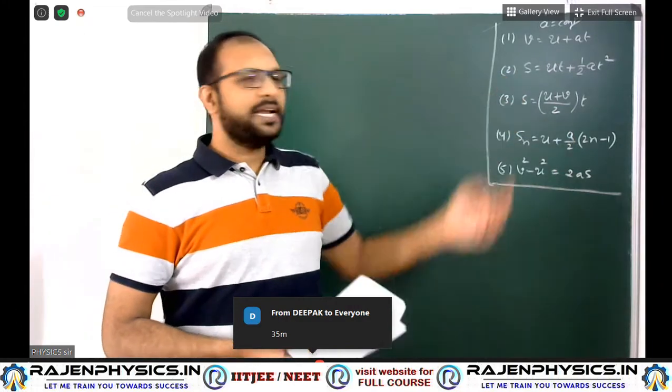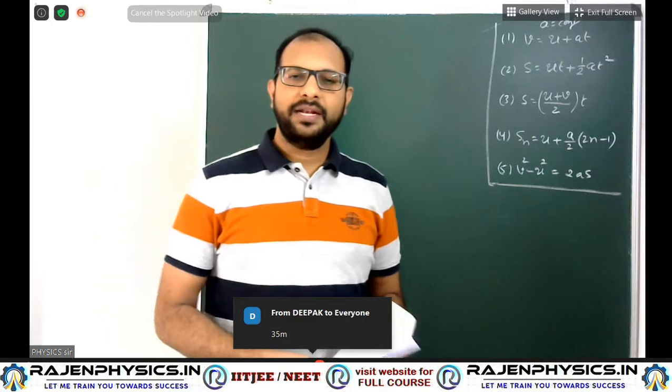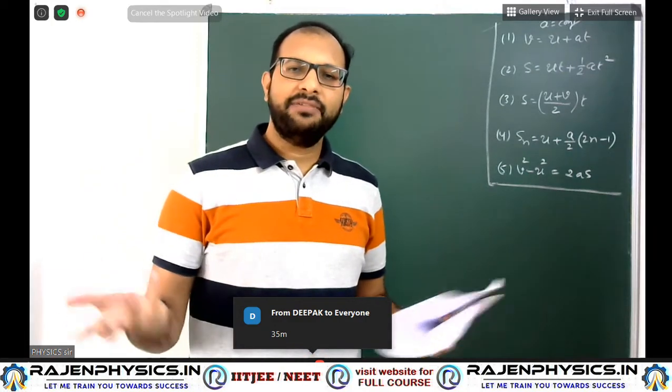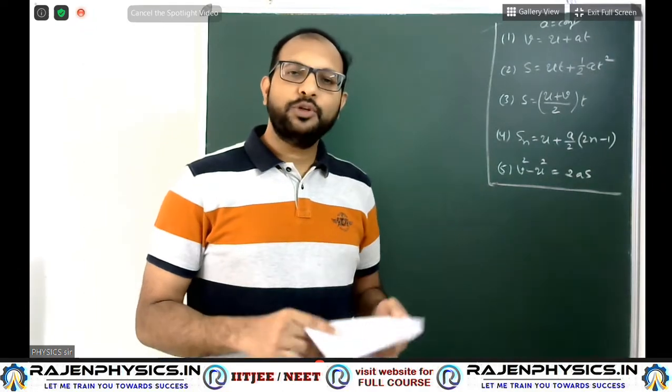Use equation number 2: s equal to ut plus half at square. u given, t given, a given. Simply substitute. Students, come to problem number 2.